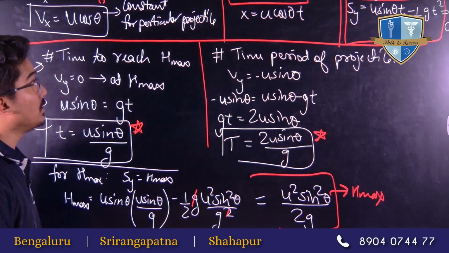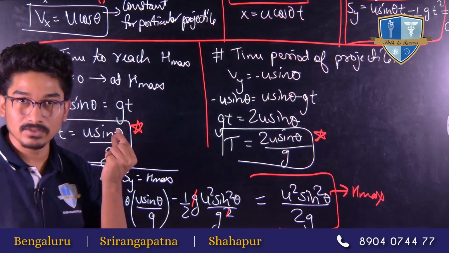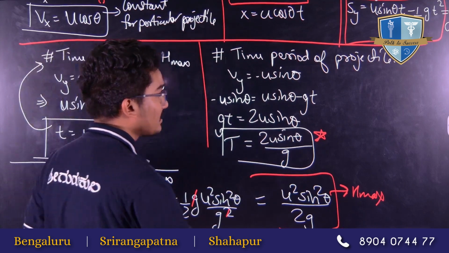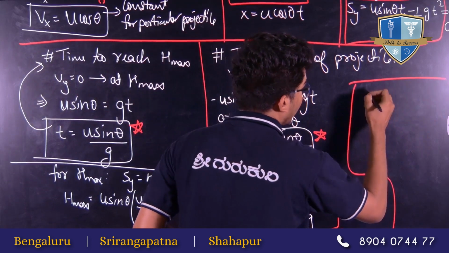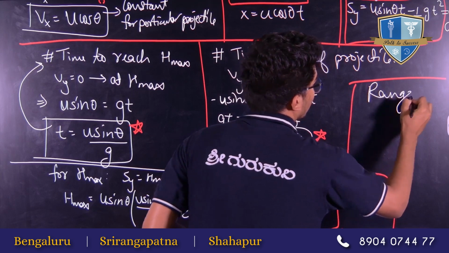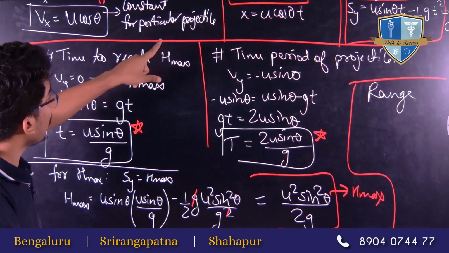Now how will we calculate range? Displacement means total displacement in the y direction and in the x direction. So range is the displacement in the x direction. What is the formula for displacement in the x direction?